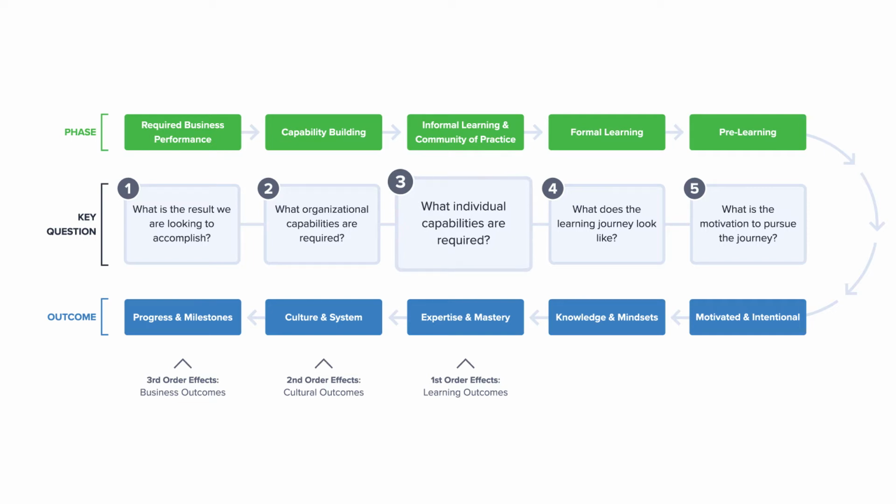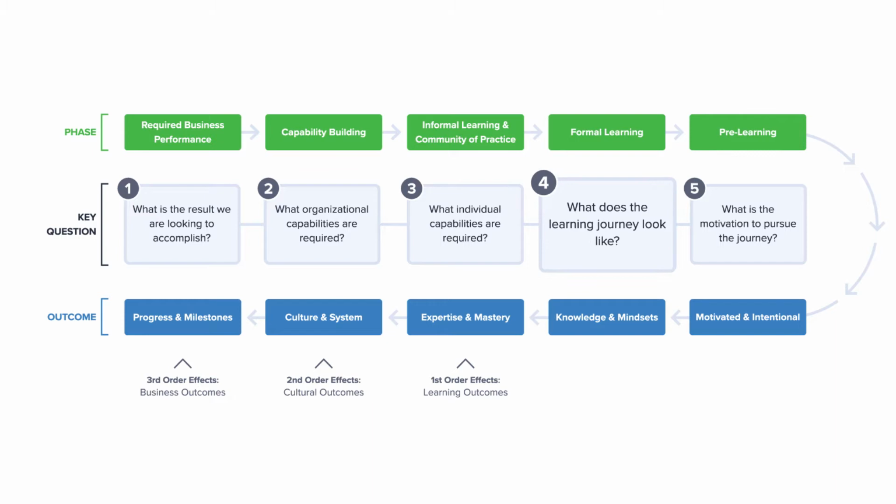What do people have to know or be able to do or be? Be, as in attitudes, beliefs, and behaviors, to become. Fourth, what are the formal and the informal learning interventions? We put those two together. I'll call that the learning journey. What does the learning journey look like from a design perspective?